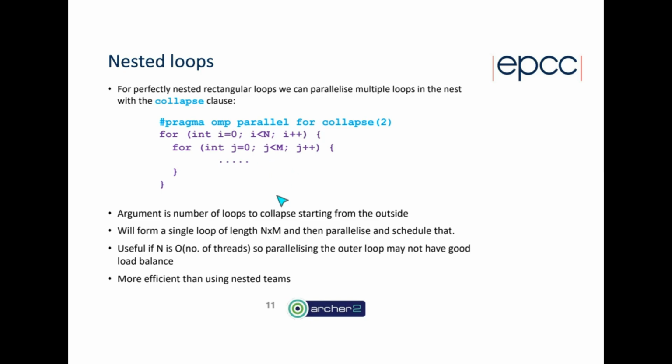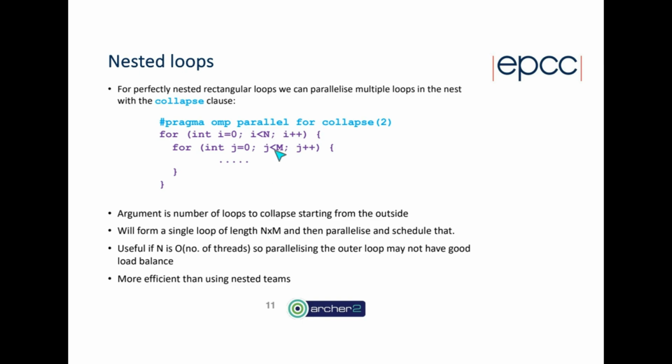So what this will do is that the compiler will transform this into a single long loop of length n times m iterations, and then it'll parallelize that and apply any schedule clause to that generated long loop. If you put a chunk size in the schedule, then the number of iterations in a chunk is talking about the iterations of the generated long loop.